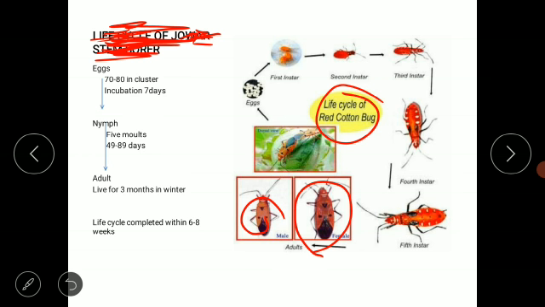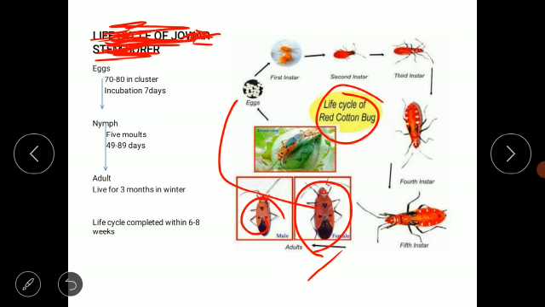These females laid eggs during the spring, and she laid 70 to 80 eggs in a cluster. But actually these eggs are laid in the soil, moist soil surface. The female particularly requires the moist soil surface, or fallen leaves, or crevices. So specifically for the purpose of egg laying, the soil is a must.